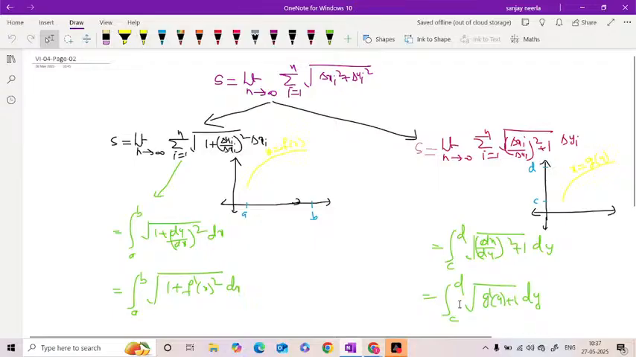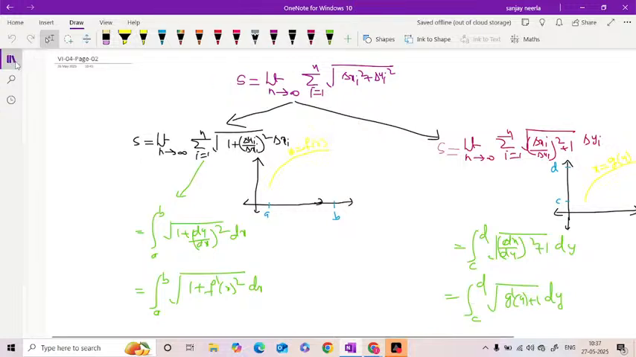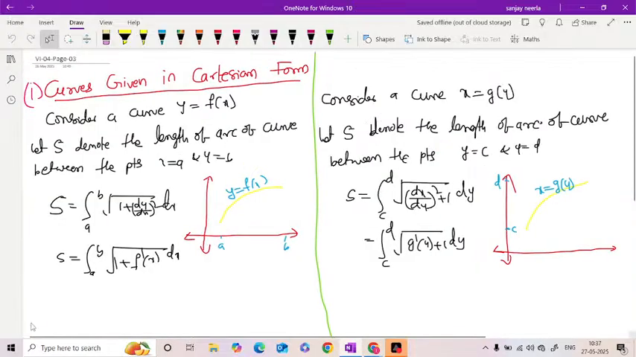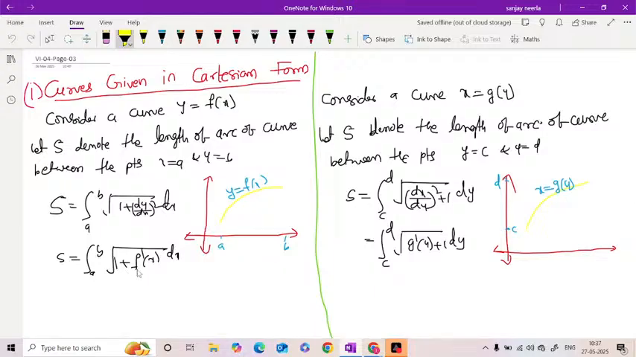That means for finding the length of the arc, we have two options: with respect to x or with respect to y, we can solve. That is the first one, the Cartesian form. So these are the curves given in the Cartesian form. The length of the arc is the integral from a to b of the square root of 1 plus dy by dx whole square into dx, or the length of the arc is the integral from c to d of the square root of dx by dy whole square plus 1 into dy. So two parts, in the Cartesian form.